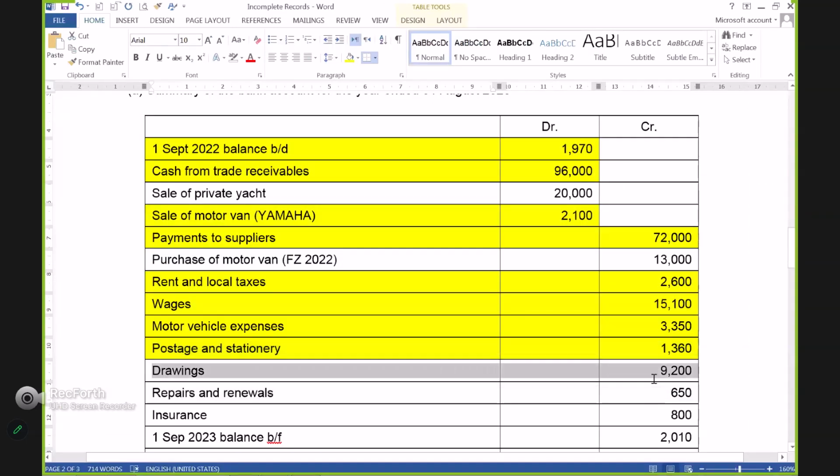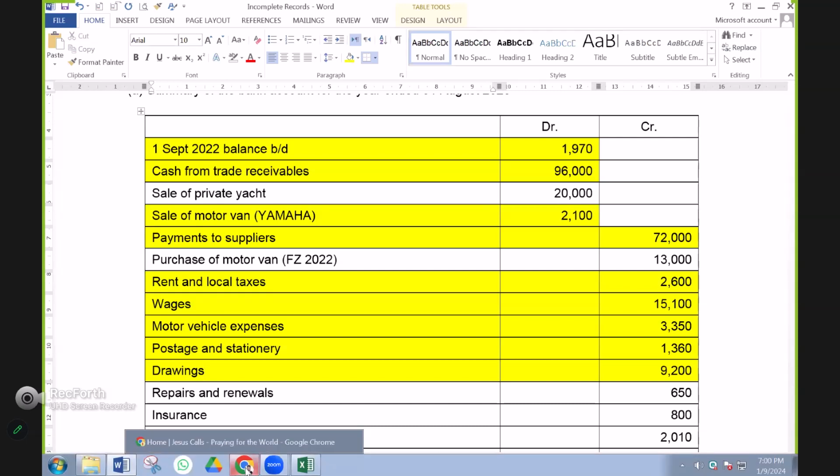Next one, drawings. What do you mean by drawings? Drawings means cash taken by the owner. So drawings account debit, cash account or bank account credit. What is the entry for the drawings? Cash or bank? Drawings account debit, cash account credit. So the cash drawing is transferred to where?